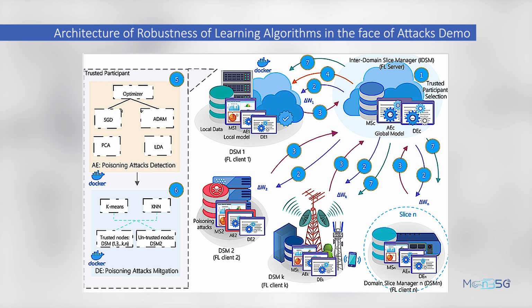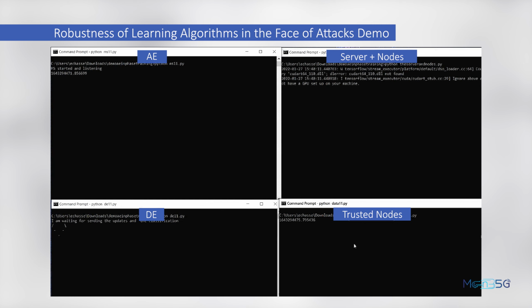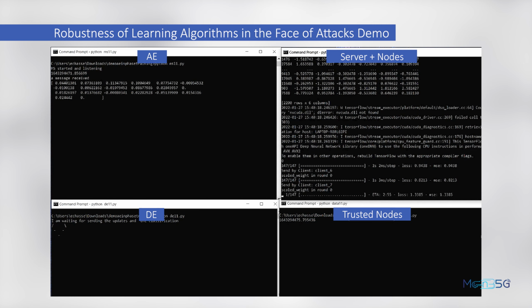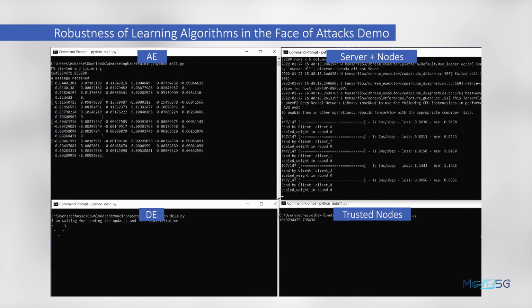However, federated learning can be exposed to poisoning attacks. MonB5G proposes a new framework to mitigate poisoning attacks by detecting malicious participants in the federated learning process by using a deep reinforcement algorithm and unsupervised machine learning. The demo demonstrates that the MonB5G proposed approach is able to detect and mitigate the poisoning attack on the federated learning.